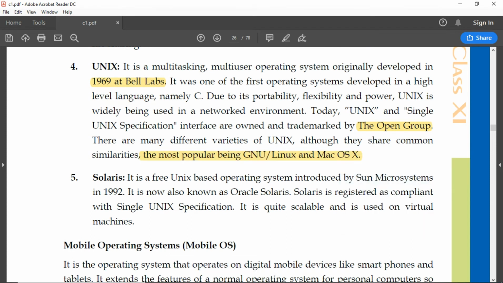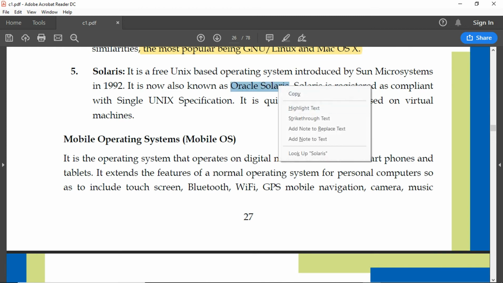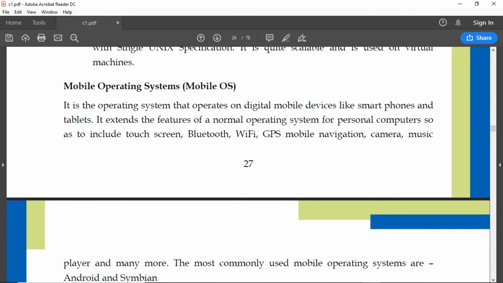5. Solaris. It is a free Unix-based operating system introduced by Sun Microsystems in 1992. It is now also known as Oracle Solaris. Solaris is registered as compliant with the Single UNIX Specification. It is quite scalable and is used on virtual machines.